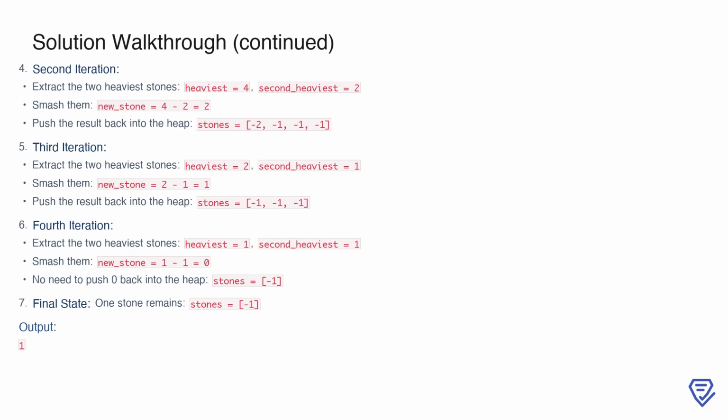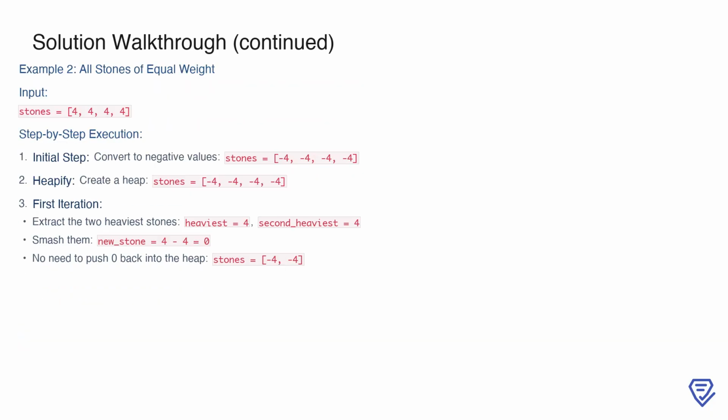Finally, in the fourth iteration, we take the 2 heaviest stones, which are both 1. When these are smashed, the result is 0. Since the result is 0, it is not added back to the heap, leaving us with just 1 stone in the heap, -1. At this point, only 1 stone remains, so the output is the absolute value of this last stone, which is 1.